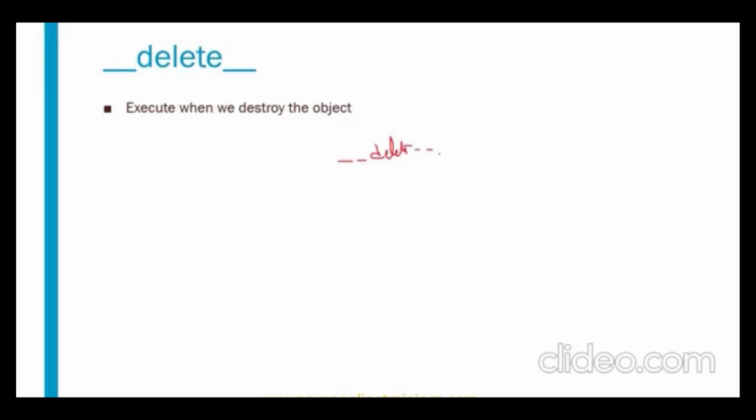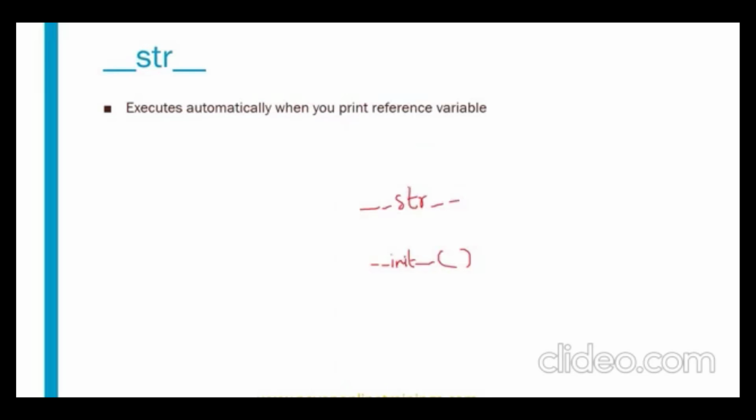will be automatically executed. So these are the three methods we have: __init__, __str__, __del__. So __init__ is a constructor basically, which will be automatically invoked at the time of object creation. And str is a method which will be invoked whenever you print the reference variable. And delete will be executed whenever you destroy the object. These are the three methods we have. Init is a constructor basically.